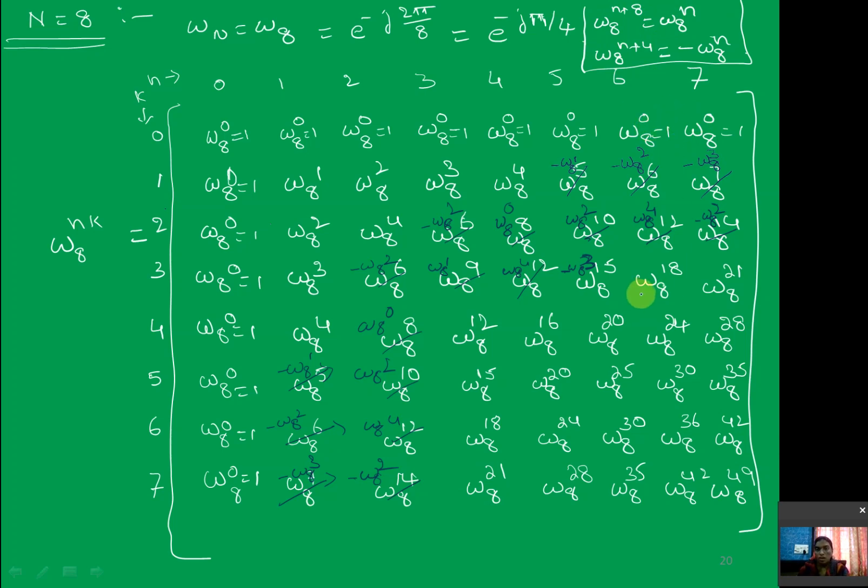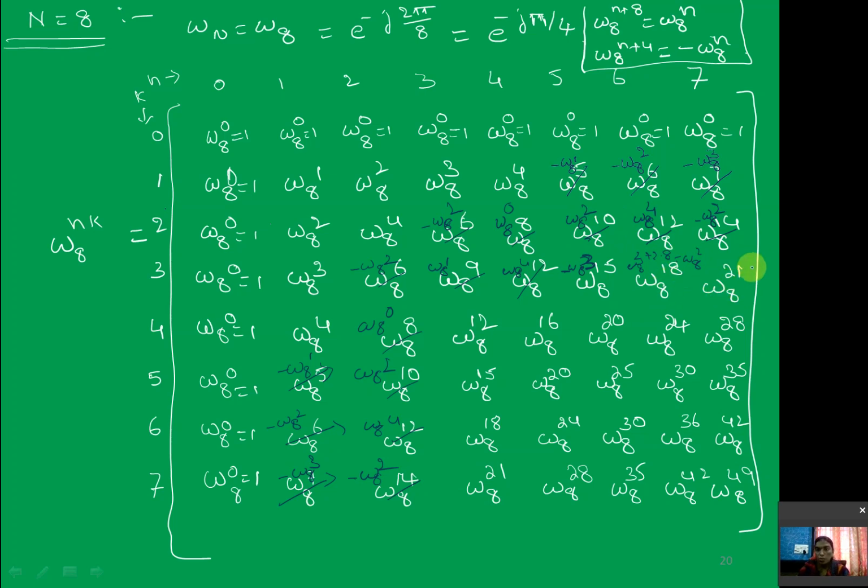2 8s are 16, 16 plus 2. That means this is nothing but W8 power 2 plus 2 into 8. Am I correct? That is equal to W8 power 2. Otherwise, we may take W8 power 10 plus 8. W8 power 10 is nothing but W8 power 2, like this.